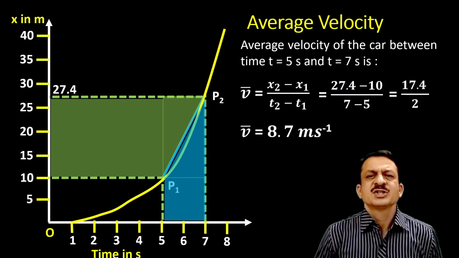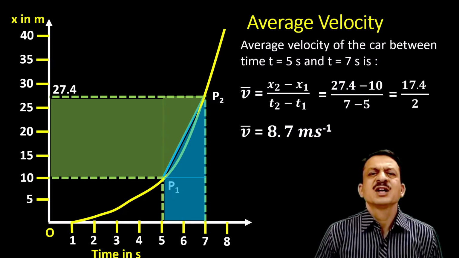The average velocity for the object moving with a certain velocity as shown in this graph is 8.7 meter per second.